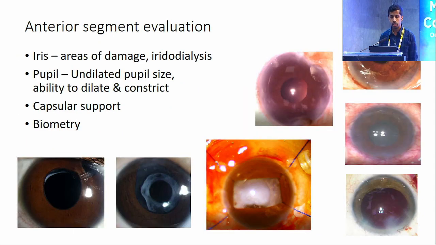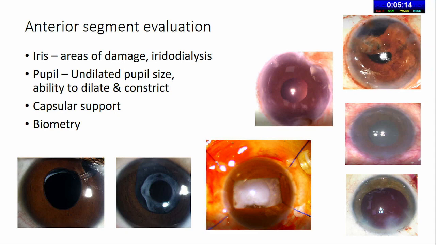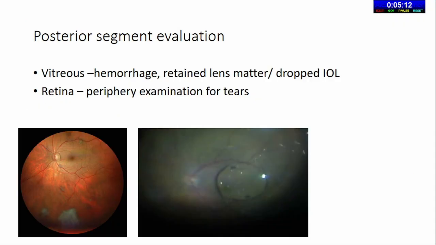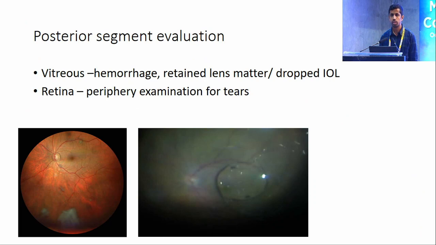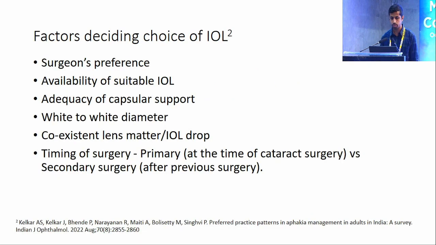Coming on to further evaluation, in the iris you have to look for areas of damage or chafing, or any associated iridodialysis. It's very important to examine the pupil in the undilated state and its ability to dilate and constrict. Also we should assess for capsular support, and simultaneously perform biometry if it is not already available. Posterior segment evaluation is also very important. In the vitreous we have to look for any hemorrhage, retained lens matter, or dropped IOL. Retinal periphery examination is very, very important to look for any associated peripheral tears.